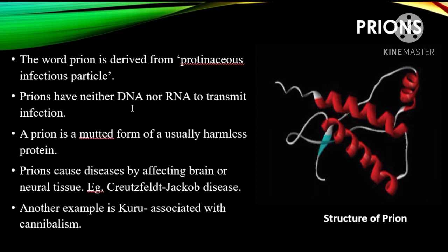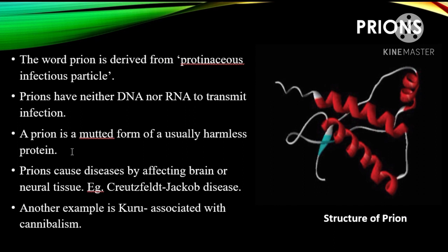Now, what happened to the protein? It has mutated. What is a mutation? A sudden change. It has undergone a change, either by means of addition, duplication, inversion, transition or transversion. At the advanced level, we will enter into the mutation topic very deeply. So a prion is a mutated form of a usually harmless protein, and this prion causes many diseases by affecting the brain as well as the neural tissue.